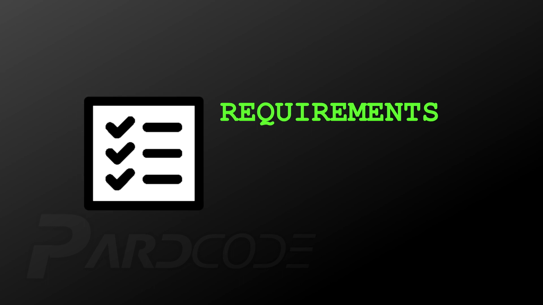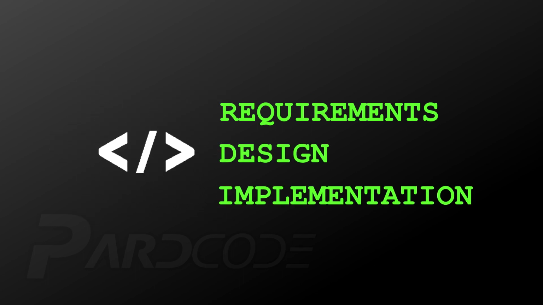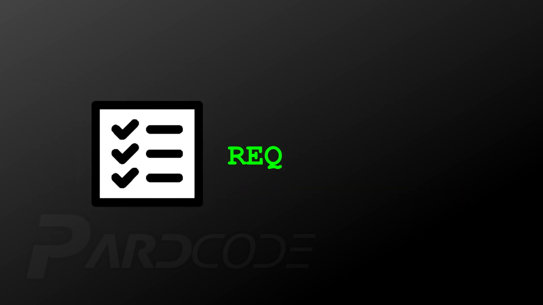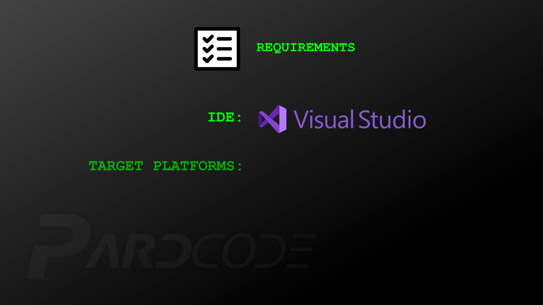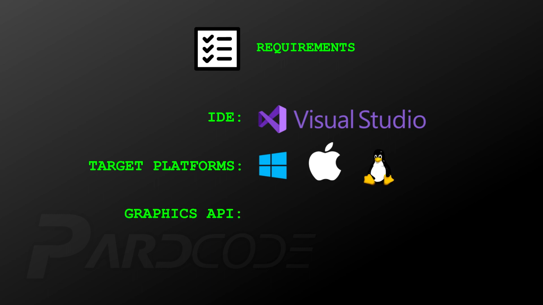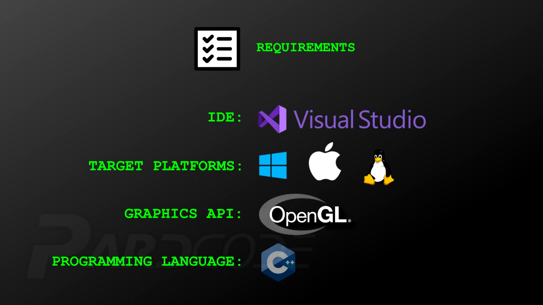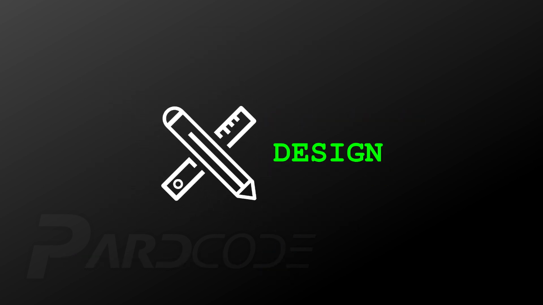As always, we will face three main parts: requirements, design, and implementation of all the necessary things to create and use the matrix. Let's start with the requirements. We need a C++ IDE. In this series, we use Visual Studio on Windows and Qt Creator on macOS and Linux. The target platforms are Windows, macOS, and Linux. The target graphics API is OpenGL, and last but not least, a bit of knowledge of C++ programming language is recommended.